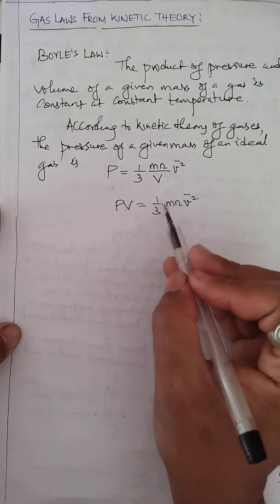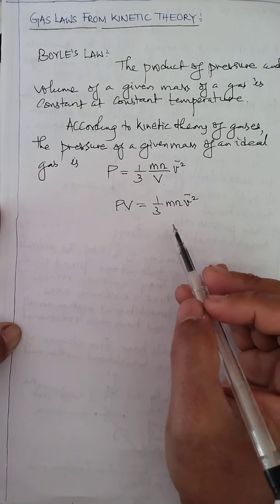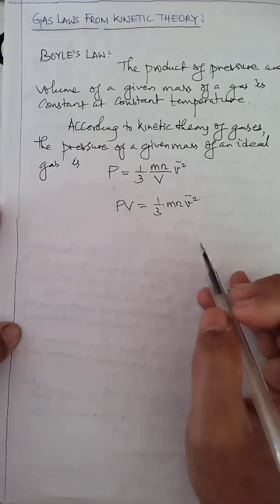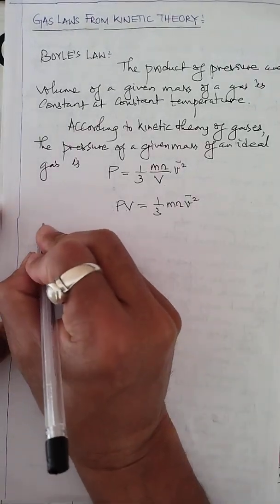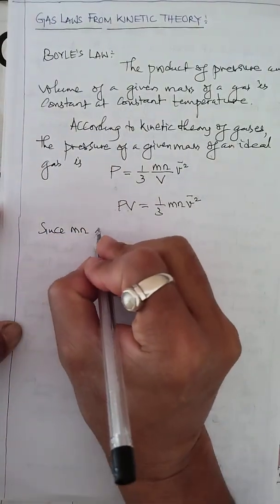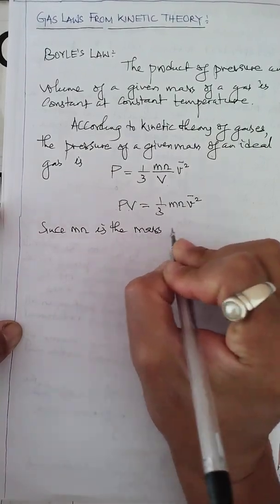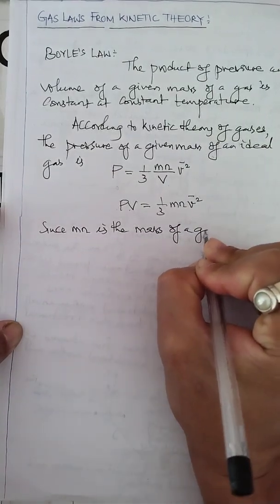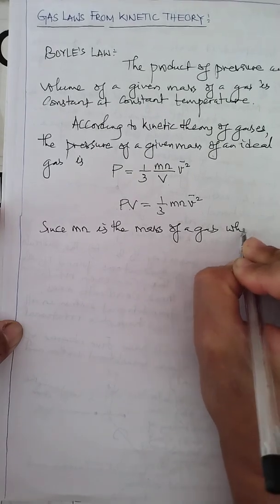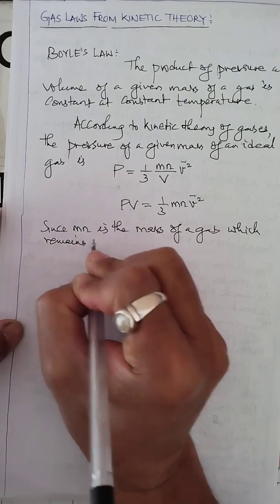Now this mN is actually the mass of the gas, and the mass of the gas is basically constant. So children, remember this: in the relationship, mN is the mass of the gas, which remains constant.